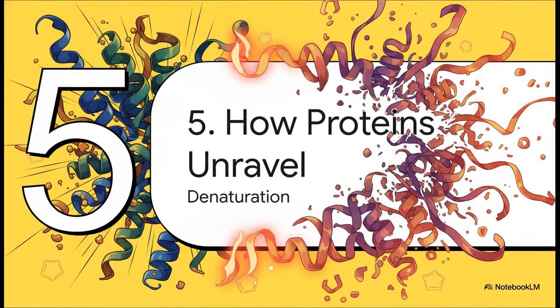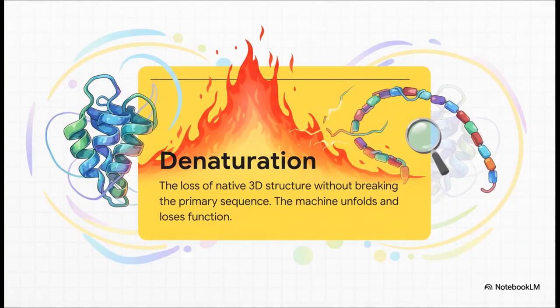So, we've built our perfect machine. We've seen how it can work in a team, but what happens when it breaks? Understanding how these machines fall apart is just as important. The scientific term for this is denaturation. It's when a protein loses its functional 3D shape. Its secondary, tertiary, and even quaternary structures all get destroyed.